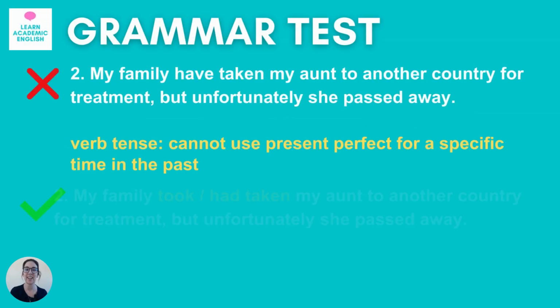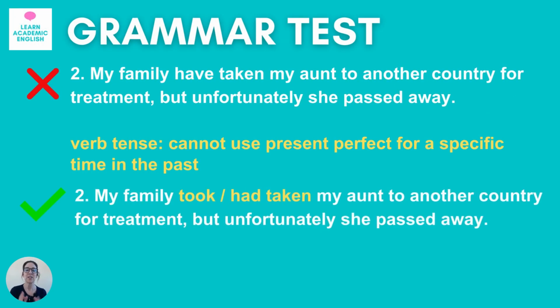All right, let's look at the answer. So the main thing here is the verb tense. The reason that the verb tense is wrong is that this is present perfect, and we cannot use the present perfect for a specific time in the past. Now, you might be thinking, well, I don't see a specific time.